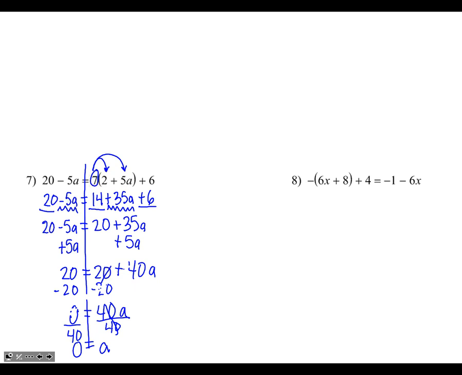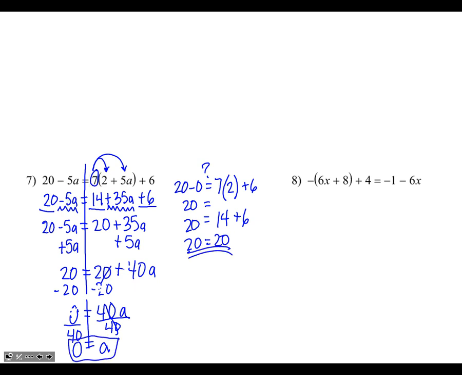Perfectly valid answer. Let's check it. 20 minus 5 times 0 is 0, so that's just 20 on the left. We're hoping that equals 7 times 2 plus 0, which is just 2, plus 6. So let's see, I still have 20 over here. 7 times 2 is 14, plus 6, which is 20. So a does equal 0.